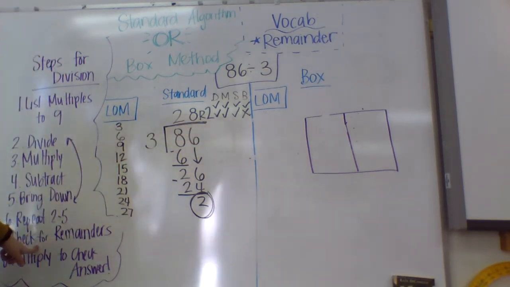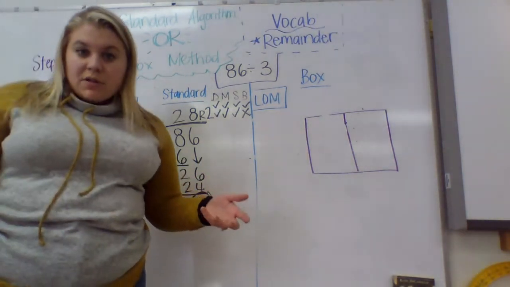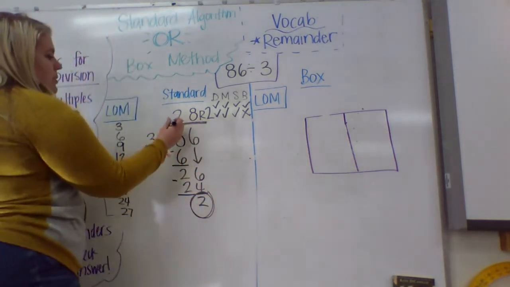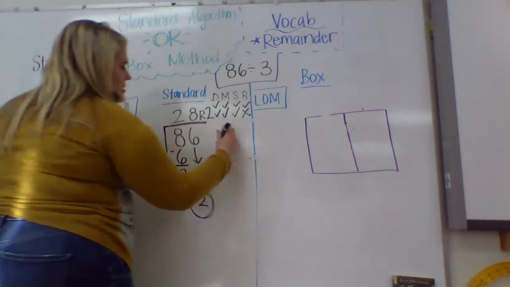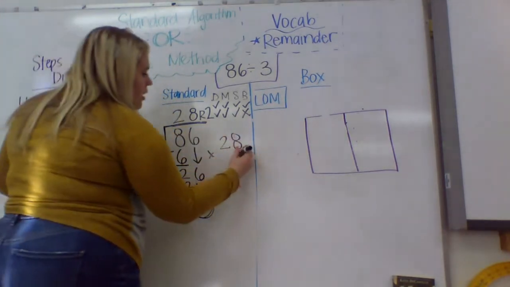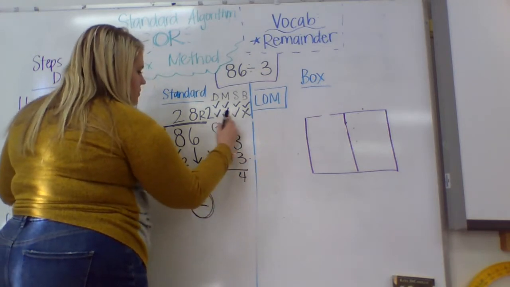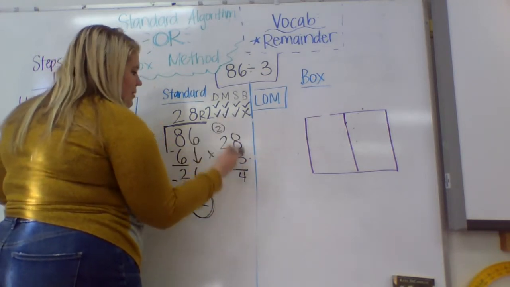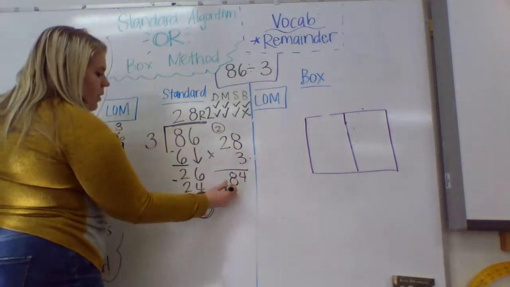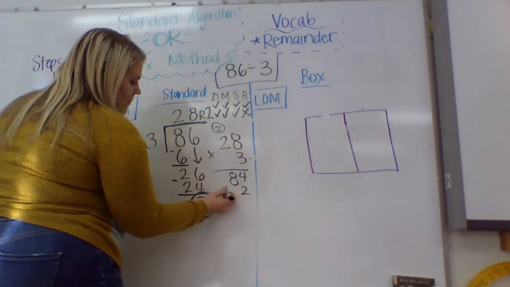So we've checked for remainders. Now we know that our last step is to multiply to check our answers. How do you multiply with a remainder? It's just an extra step. You multiply your whole number quotient, 28, times your divisor, 3. 3 times 8 is 24. 3 times 2 is 6, plus 2 is 8. So we get 84, and then you add on your remainder. Sorry, that looks like a multiply.